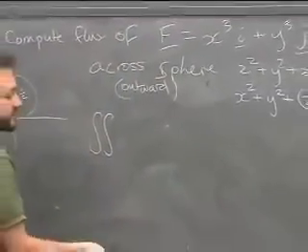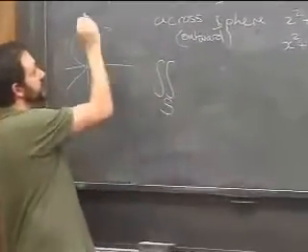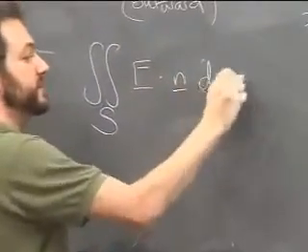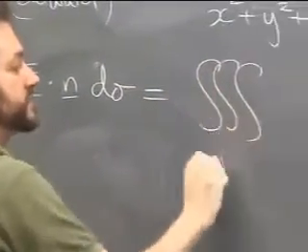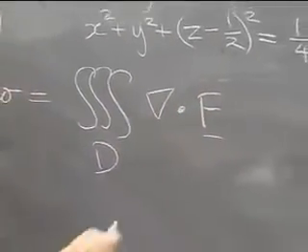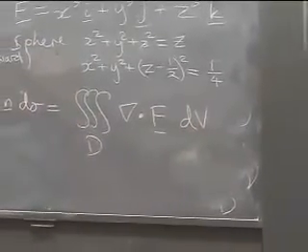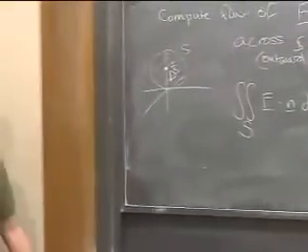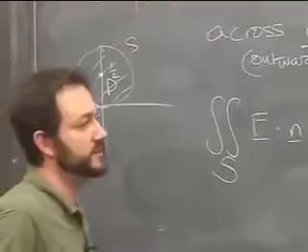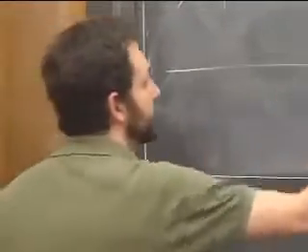You need a minus. Okay, so what we're looking for is the flux across the outside of the sphere S, F dot N d sigma, by the divergence theorem, this triple integral of the divergence dV, where D is the inside of the sphere. S is just the surface of the sphere. D is the ball, the inside of the sphere. Now, we should compute the divergence.